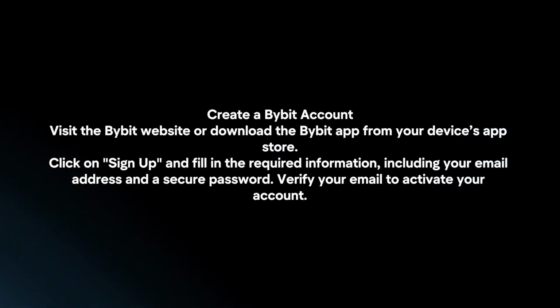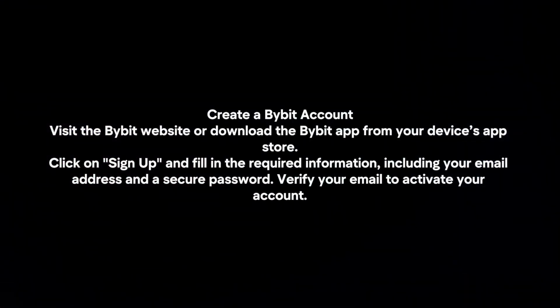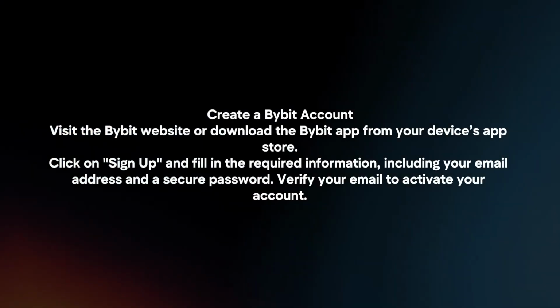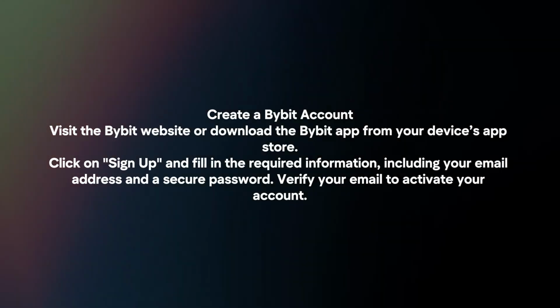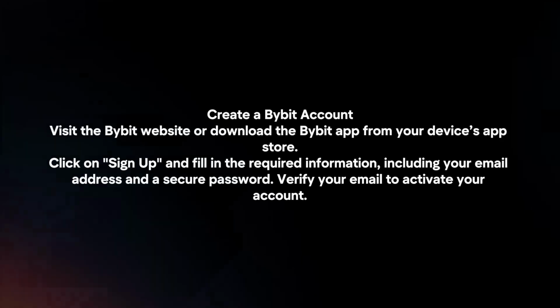To obtain a Bybit virtual card, follow these steps. Create a Bybit account. Visit the Bybit website or download the Bybit app from your device's app store. Click on Sign Up and fill in the required information, including your email address and a secure password. Verify your email to activate your account.